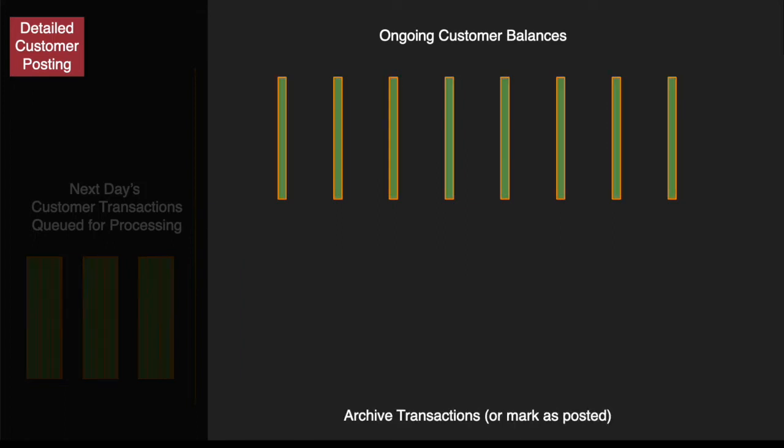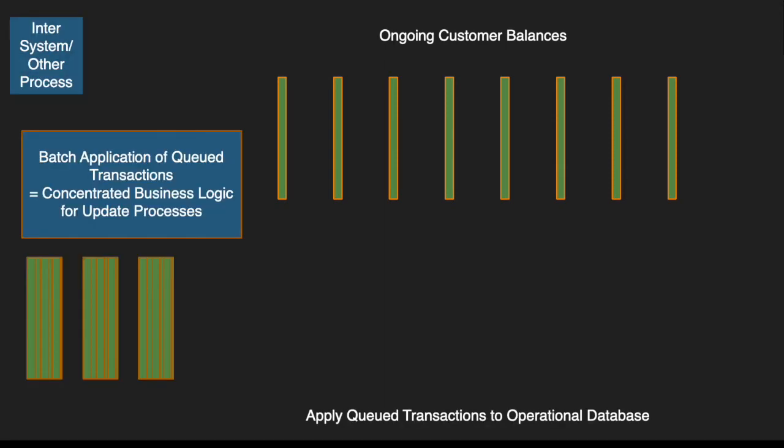The last step in the process is that once the transactions have been posted and everything is left in the balance position, then the transactions can either be archived or marked as posted. This means in the next day's process, transactions don't need to be used because the balance reflects that activity. This is the key point that we've been talking about in this video.